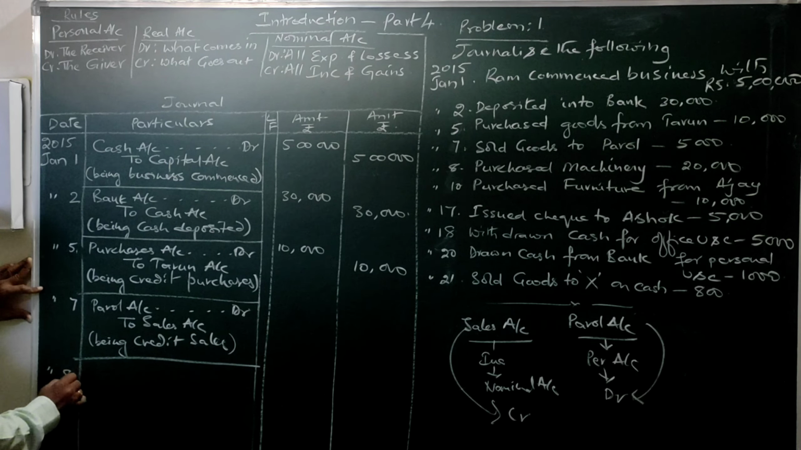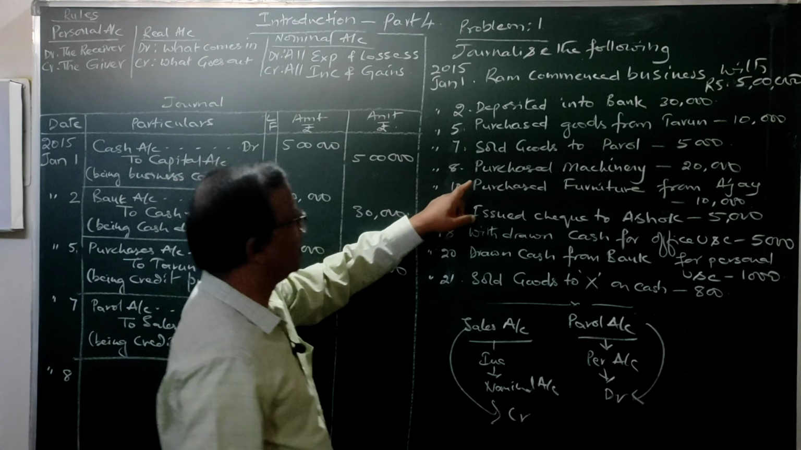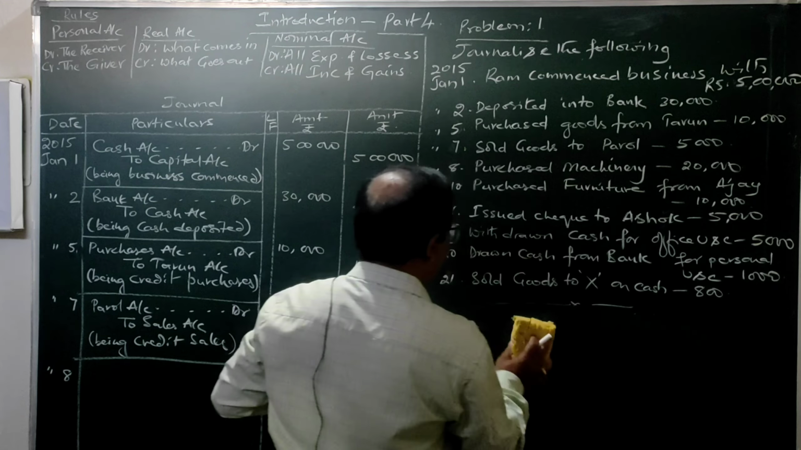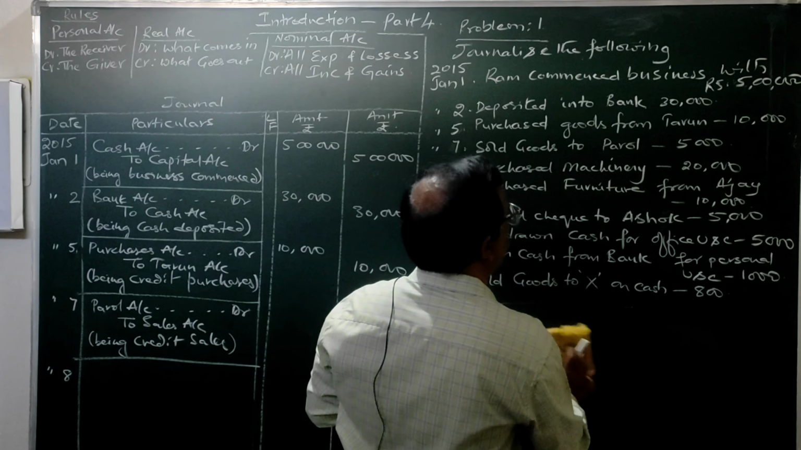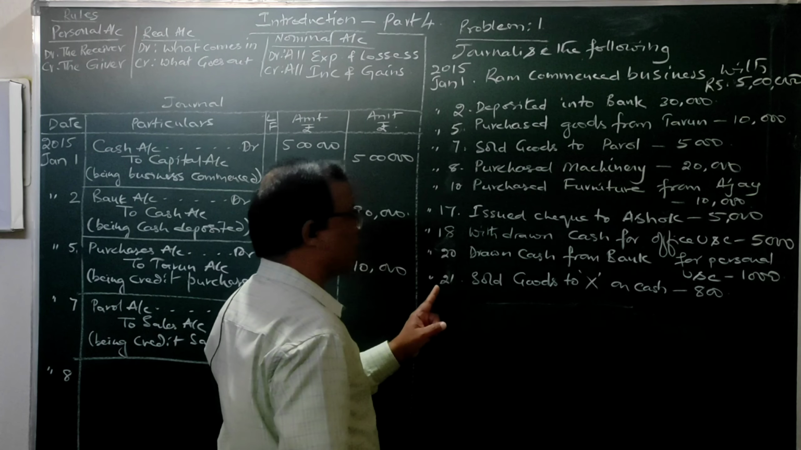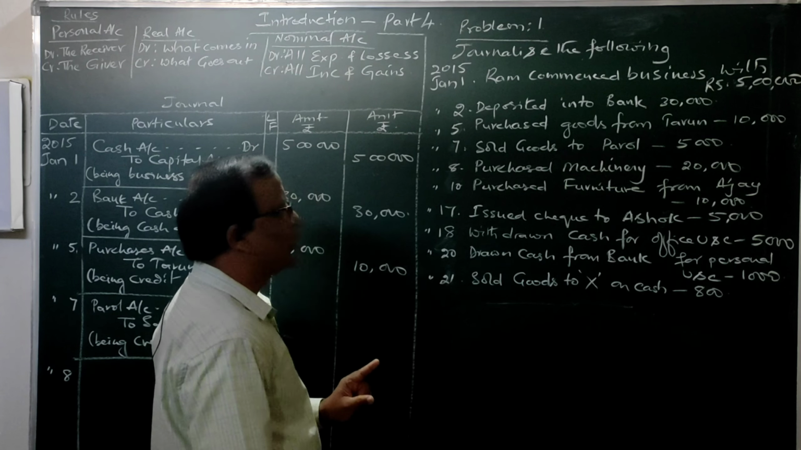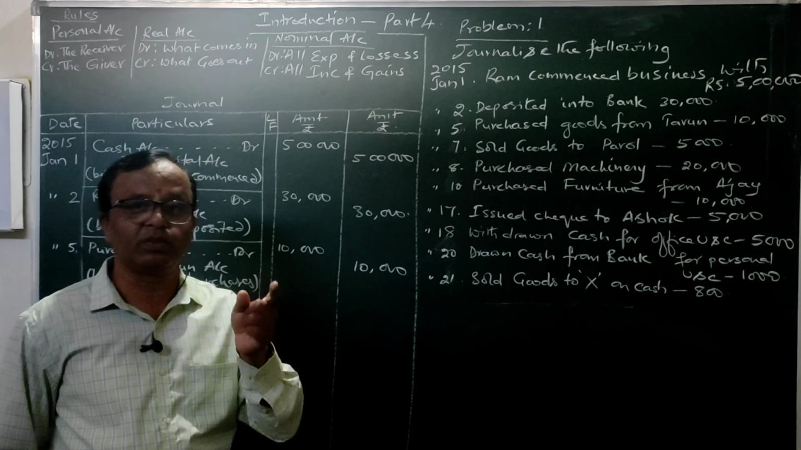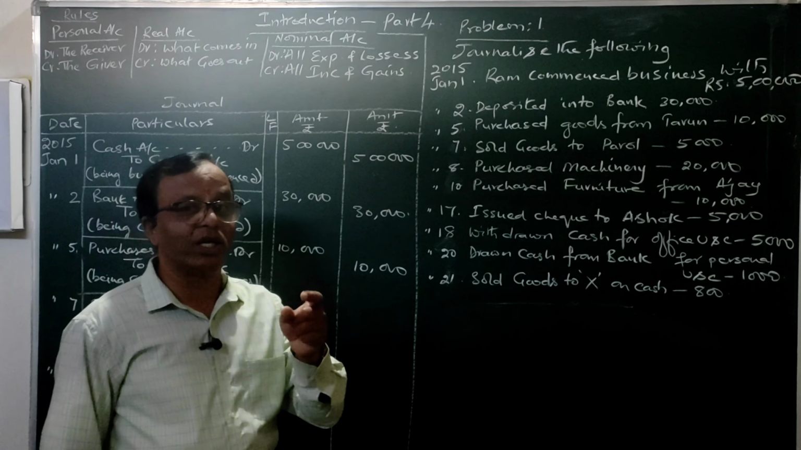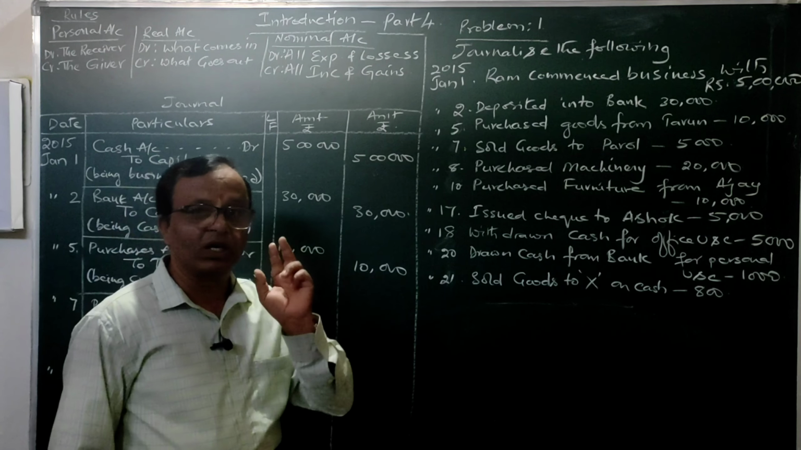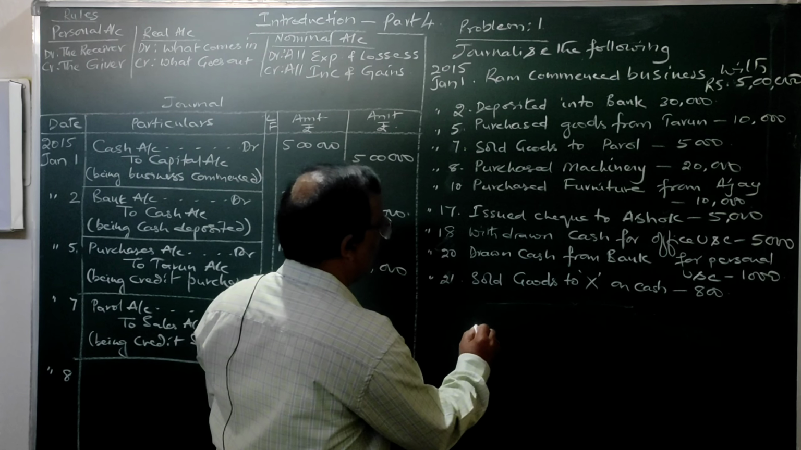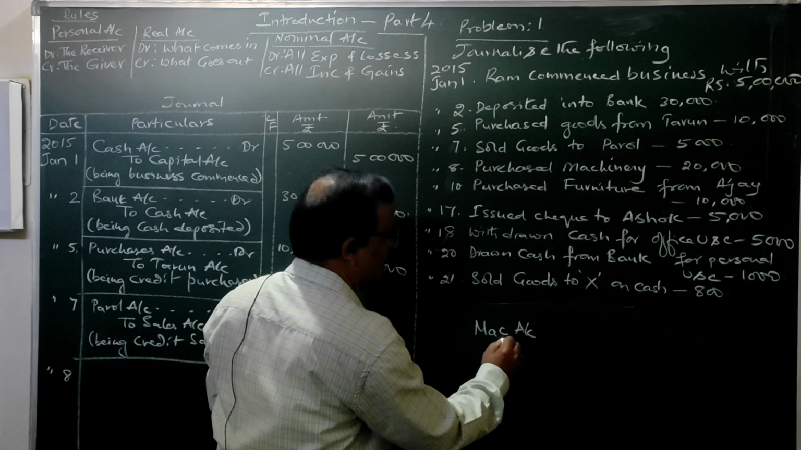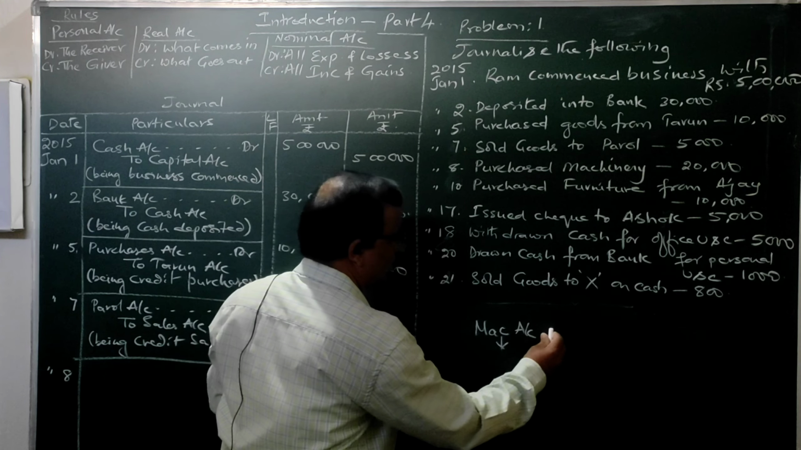Next, on the 8th date, you see what happened: purchased machinery. When you have purchased machinery, what are the accounts affected here? You have not purchased goods; you have purchased machinery. Machinery is an asset, so at that time your purchase account will not get affected. The accounts affected are, one, the machinery account, because it is an asset coming into your business.